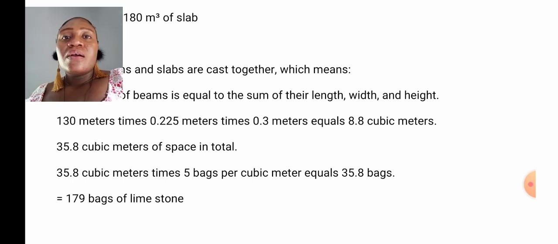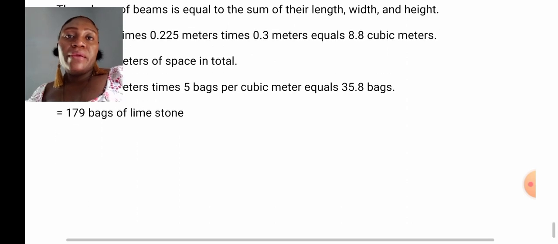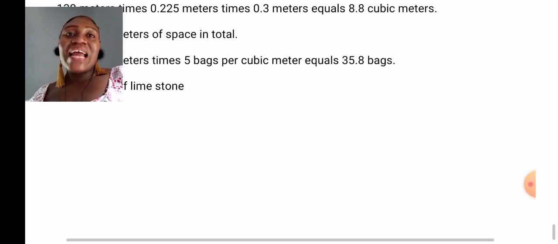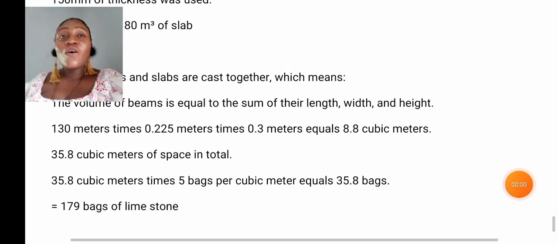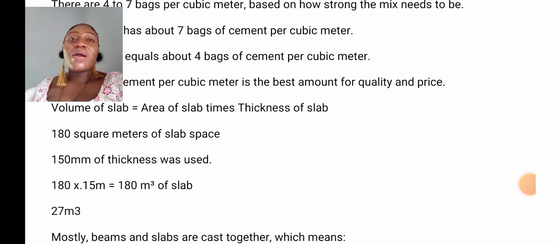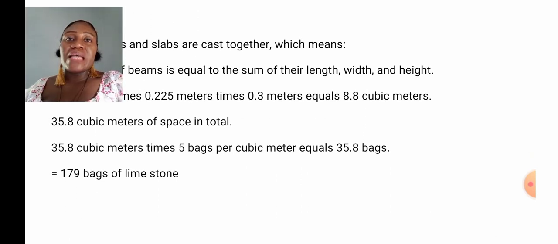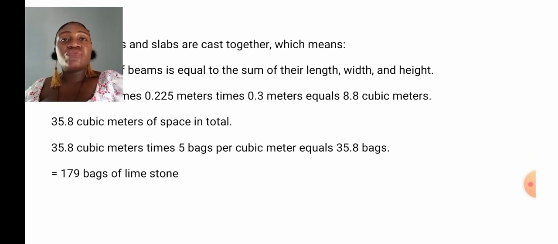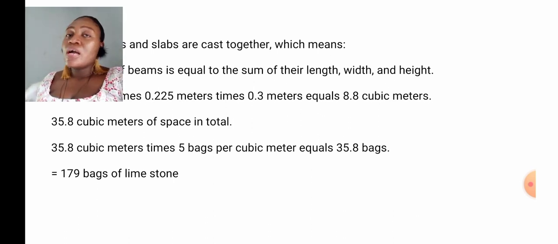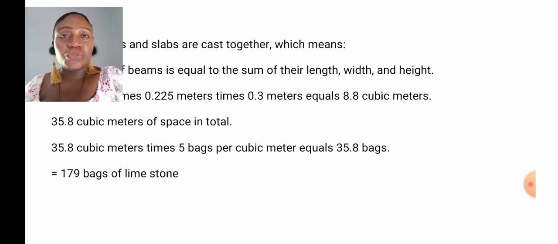179 bags of cement. So for 180 square meters of slab space, 150 of thickness, using 5 bags per cubic meter, you should expect 179 bags of cement for your work. So I believe this is exactly what you need.